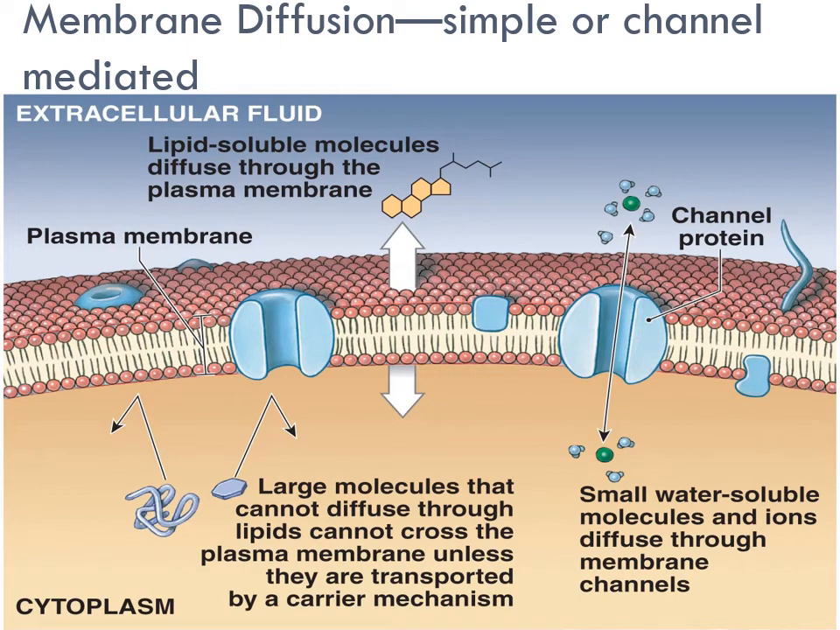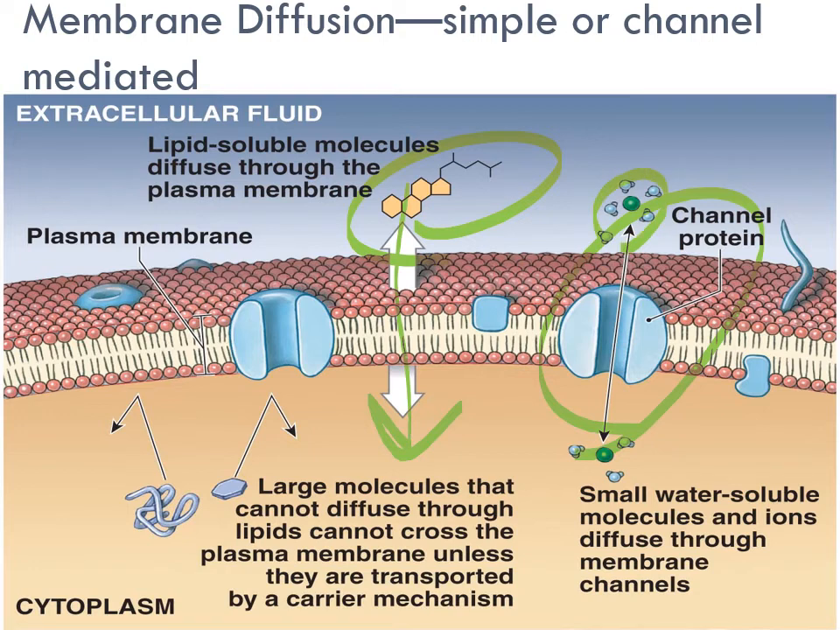Diffusion across a plasma membrane can be simple diffusion, such as lipid-soluble molecules, which we can see right here, which can just diffuse directly through the plasma membrane because they can get through the hydrophobic tails of the phospholipid bilayer. Or channel-mediated diffusion, which is utilizing carrier proteins, so that here we've got some water molecules and small ions that can diffuse directly through these open channels.